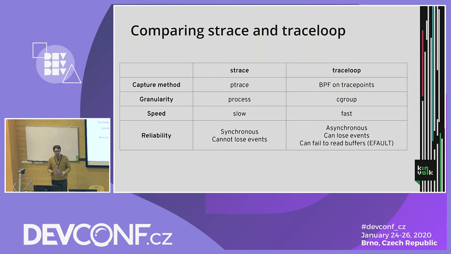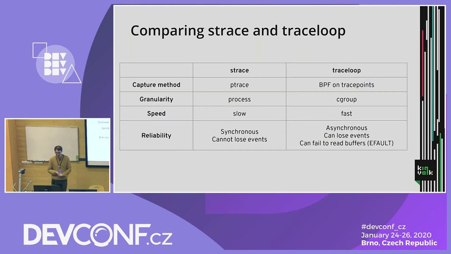So strace and Traceloop work differently. Strace uses ptrace to get the information it needs. Traceloop uses BPF and tracepoints. The granularity is different. With strace, you trace specific processes, one or several. Traceloop uses cgroups; it will filter the events based on cgroups. Strace, as we have seen in the previous talk, is faster than before, but it's still slow due to the several round trips between the kernel and ptrace. Traceloop is fast because it actually doesn't get the information unless the user asks for it. In the general case, the information is written in a ring buffer without being read.